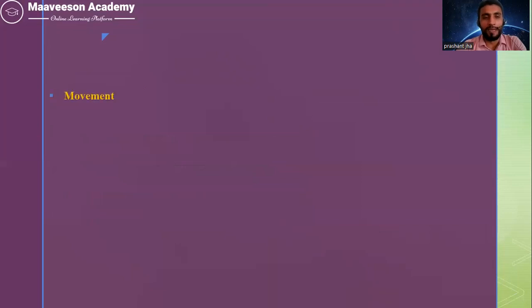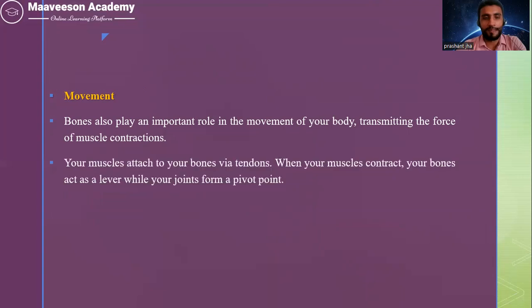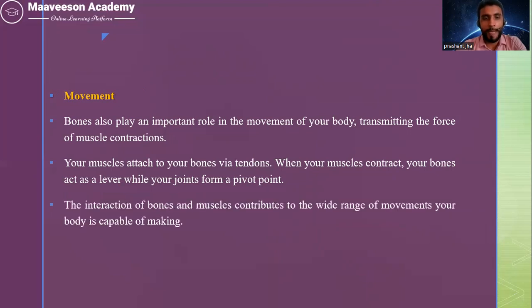Second is the movement. Bones play an important role in movement of your body, transmitting the force of muscle contraction. Your muscles attach to your bones via tendons. When your muscles contract, your bones act as a lever while your joint forms a pivot. It's a kind of joint. The interaction of bone and muscles contributes to the wide range of movement your body is capable of making.